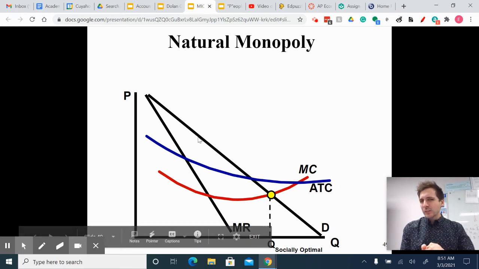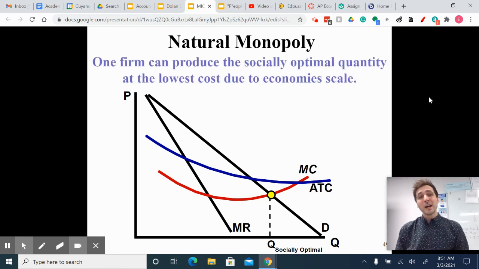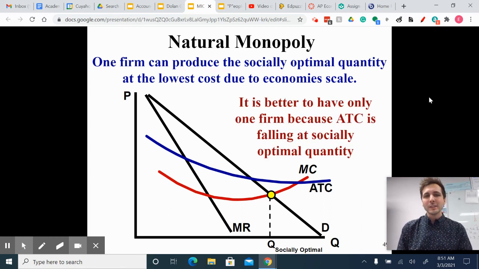So if average cost is still going down, this means that this firm could produce at the socially optimal quantity. Sneaky supply equals demand, which would be allocatively efficient. They could do that because costs are still going down, but they're not gonna because it's not profit maximizing. So a natural monopoly is a firm that can produce a socially optimal quantity where sneaky supply equals demand, MC equals D, but they don't do it because it's better for them to produce at MR equals MC.